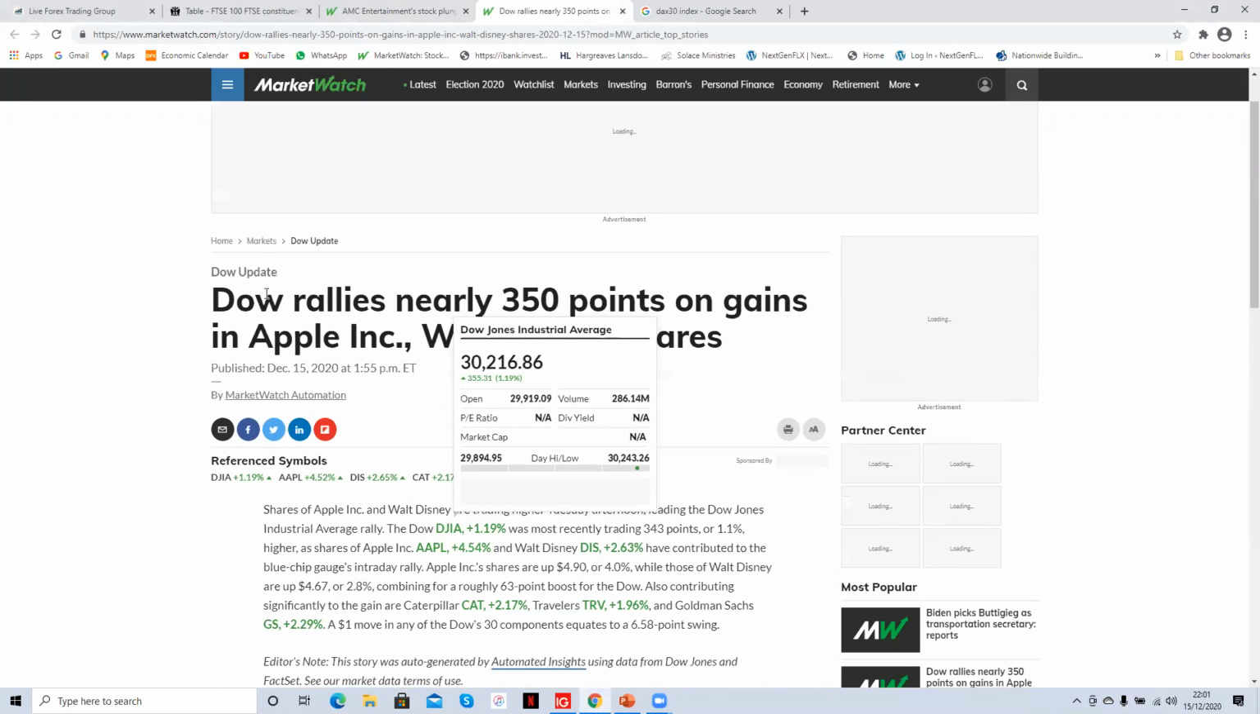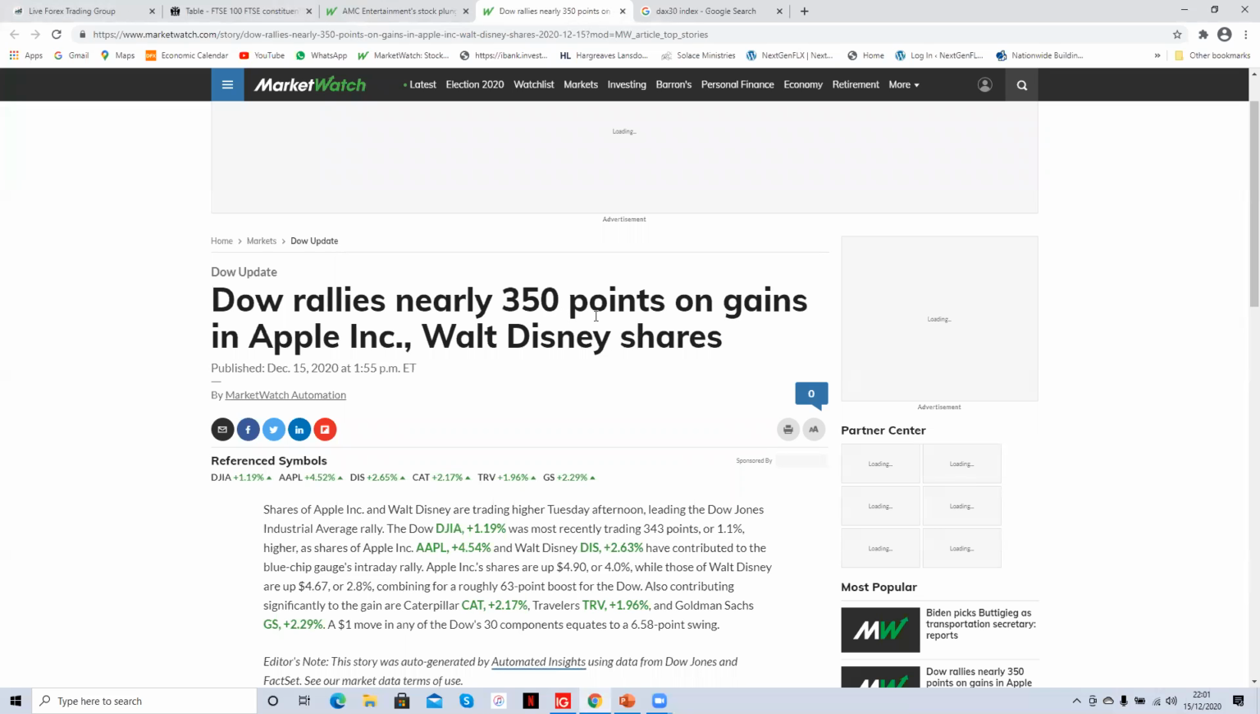In fact, this is another good example of what I was saying. You can see the Dow went up 350 points today, and that's because of Apple and Walt Disney shares. You can tell I'm excited about this one. This is why I say about the Dow, it's very profitable, but only if you get on the right side of things. If you're on the wrong side, you will lose money very quickly. It moves up and down very quickly.